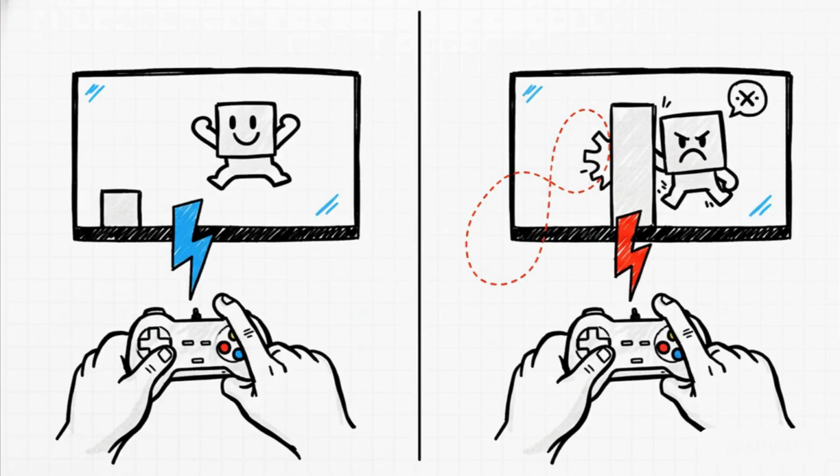Just look at online gaming. If you hit a button to jump, you expect your character to jump now. A delay of even a fraction of a second is the difference between winning and losing. If a game feels laggy, players will just leave. They'll find another one that works.